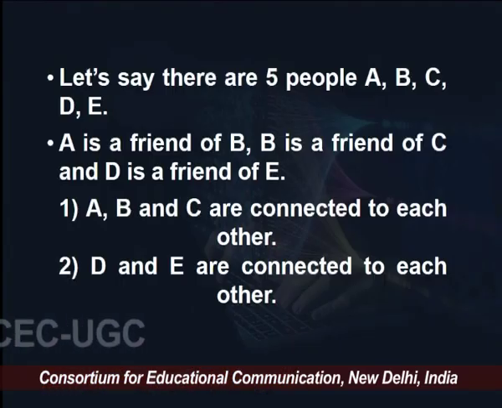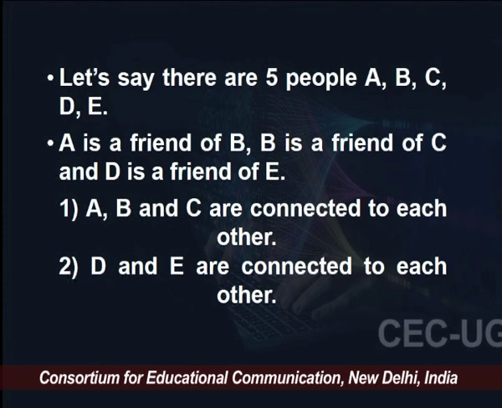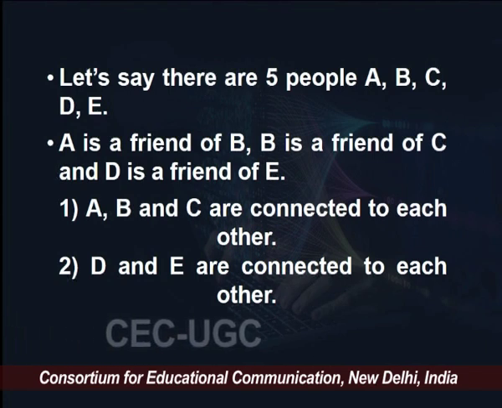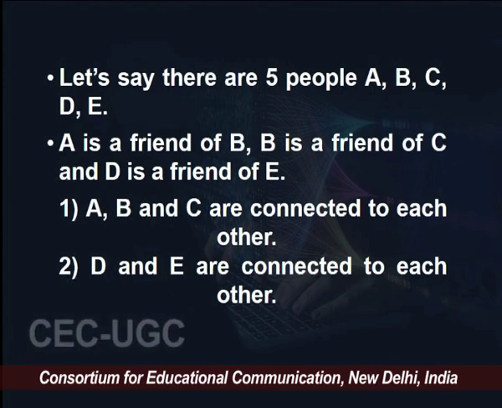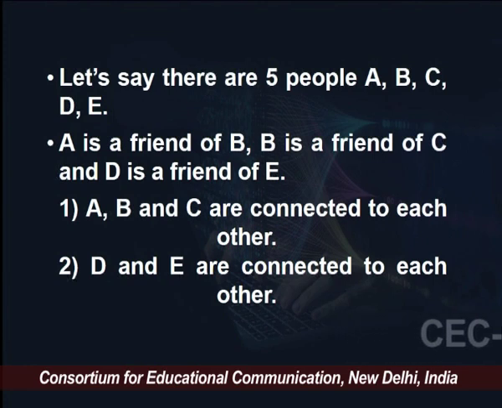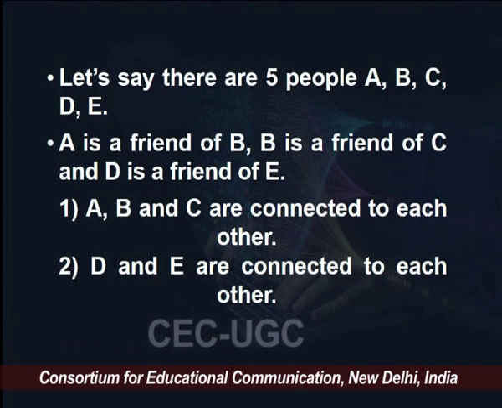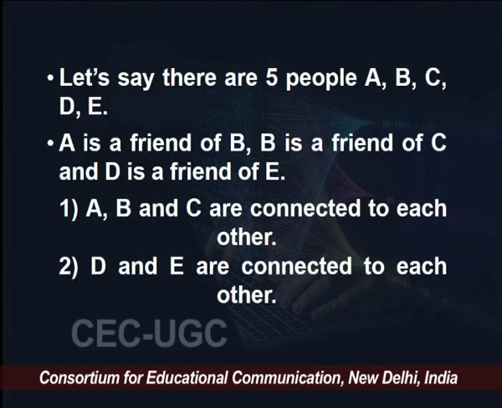So, let us say there are 5 people, A, B, C, D, E. Now, A is a friend of B, B is a friend of C, and D is a friend of E. Here, because A is a friend of B and B is a friend of C, these A, B, C are connected to each other. So, they are going to form one particular set, and then we have D and E, who are also connected to each other because D is a friend of E. So, here we will have 2 subsets among these 5 elements. The first subset will be A, B, C, and the second subset is going to be D and E.